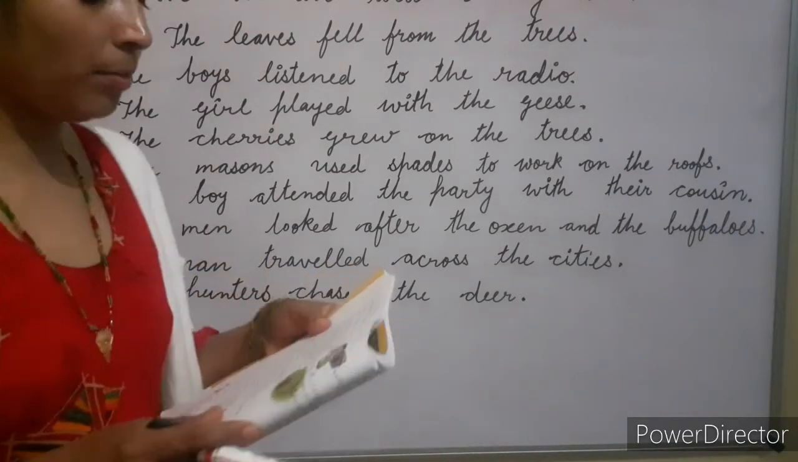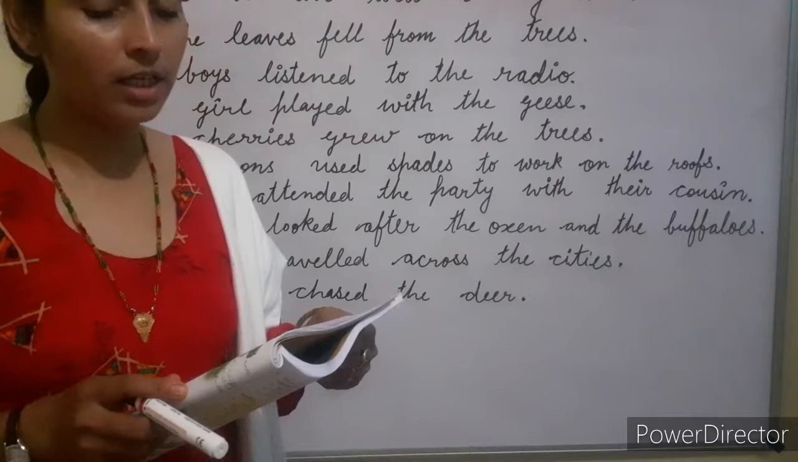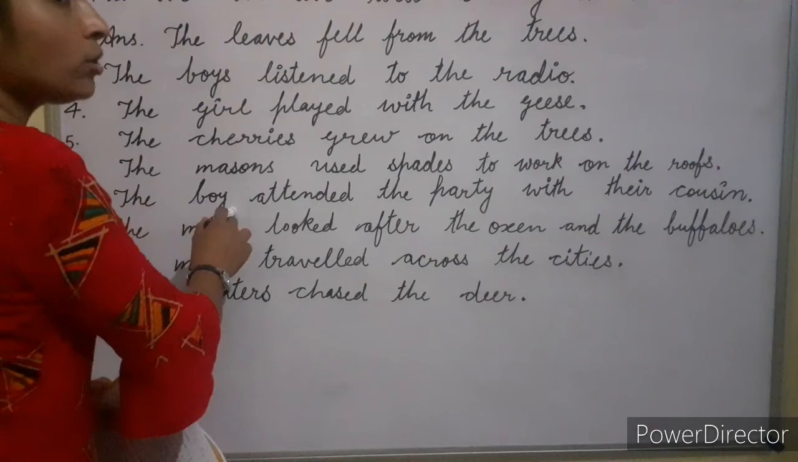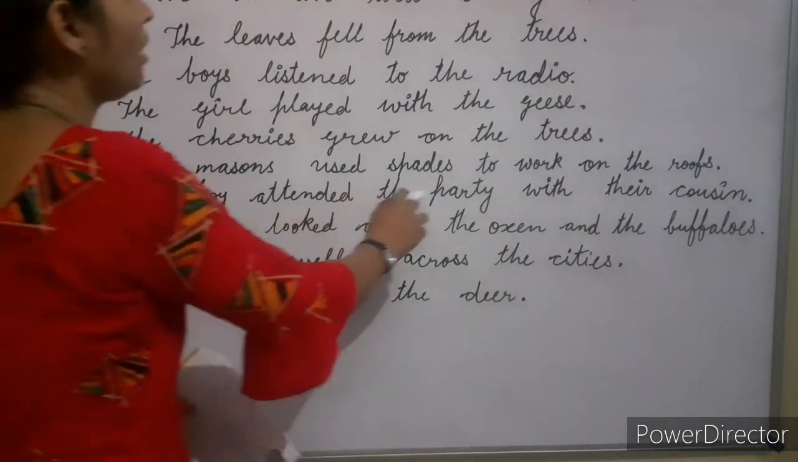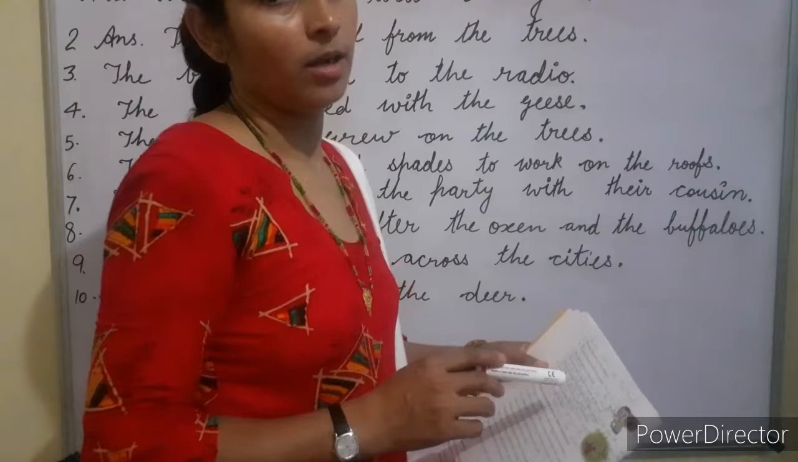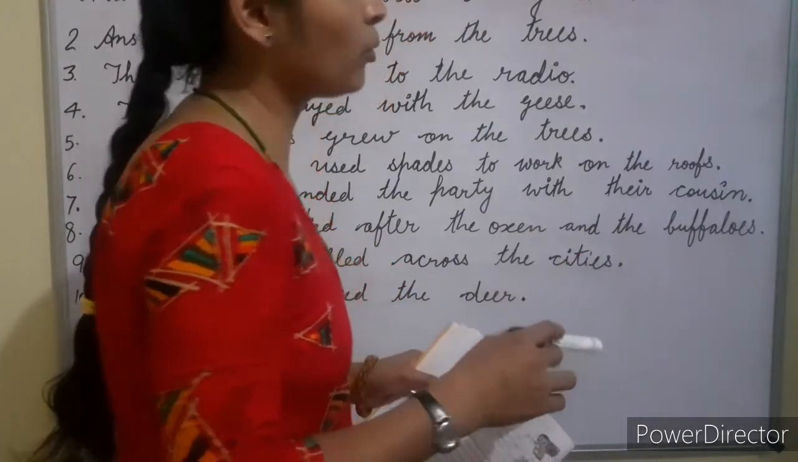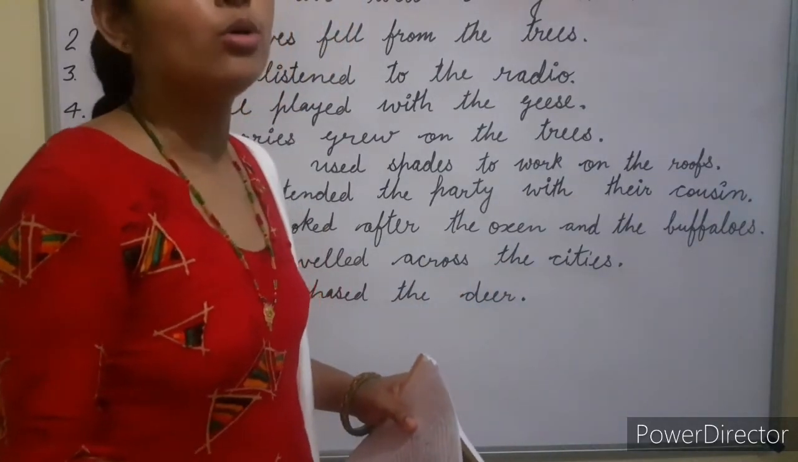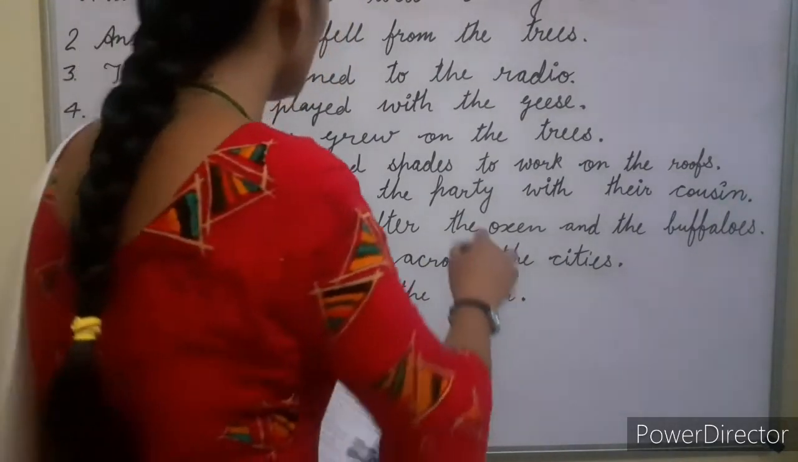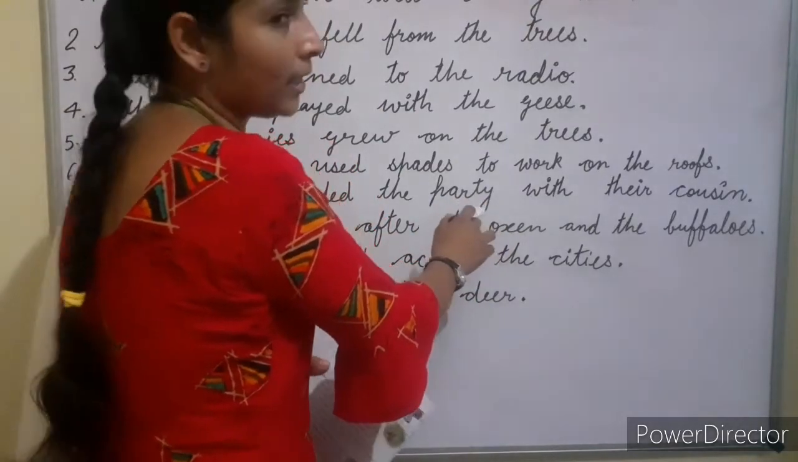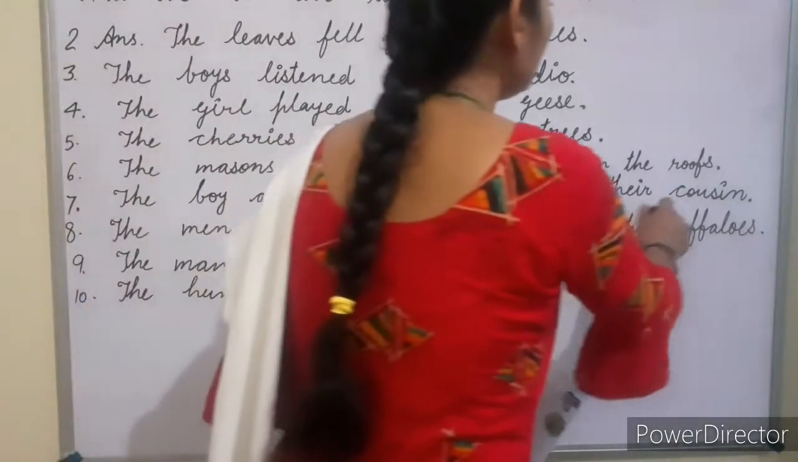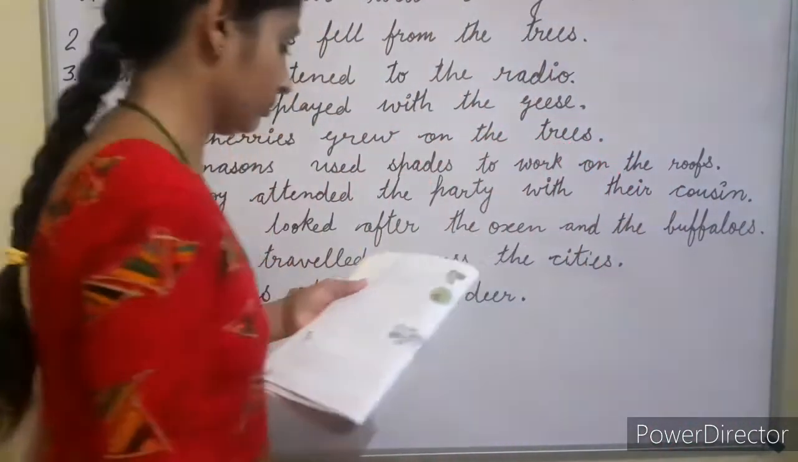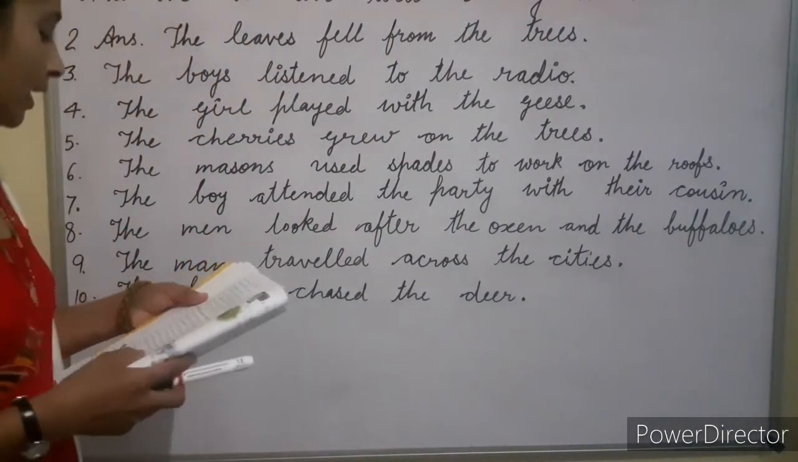Next sentence is 7. Seventh sentence is: the boys attended the parties with their cousins. So here the boys is plural, तो यहाँ पे आपको singular बनाना है. The boy attended the party. Here parties is given plural, so you will make it singular. आपको क्वेश्चंस में क्या करना है? जो singular है उनके plural बनाने हैं और जो plural है उनको singular. Clear? Party with their cousin. Cousins is given in your question, so you will also write here cousin.